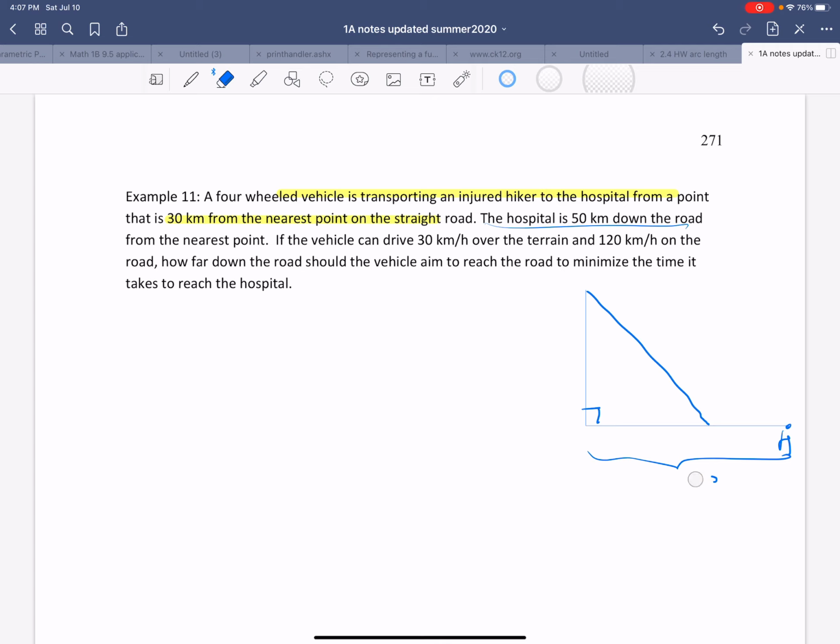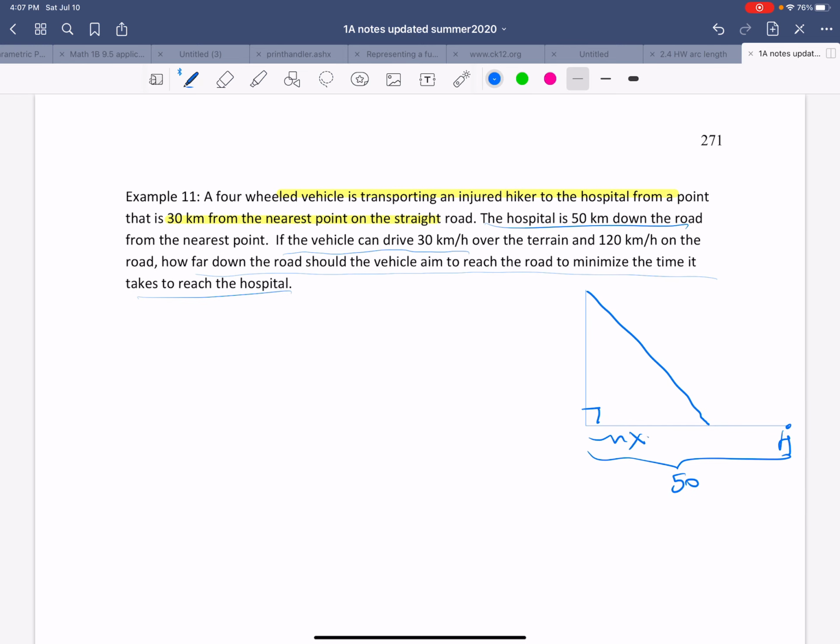The hospital is 50 kilometers if he goes directly at the right angle. If the vehicle can drive 30 kilometers per hour over the terrain and 1 kilometer per hour on the road, how far down the road should the vehicle aim to reach to minimize the time it takes to the hospital? So let's just say that we know distance is equal to rate times time. So we want to find out where should he hit the road? We don't really know.